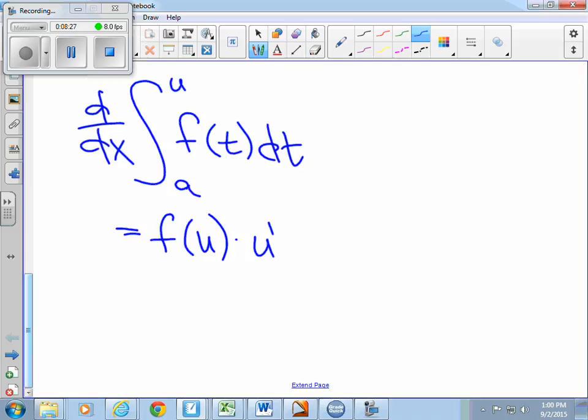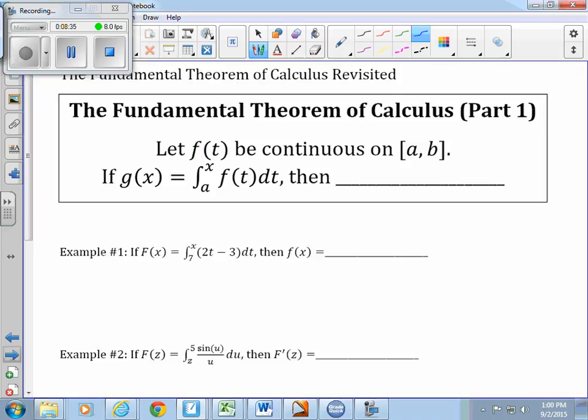Any questions on that? This is the one I prefer you use, the one with the u up there. The one from the textbook has an x up there. Be careful about that x being there. But if f of t is continuous on an interval, remember, to integrate you have to have it continuous. Then, if g of x is defined as an integral from some constant to x, then the derivative of g is f of x.